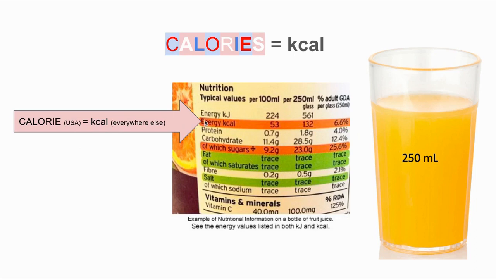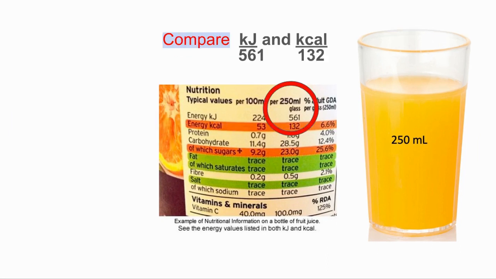So here we have energy in kilojoules. This is not an American label. We have energy in kcals. Again, not an American label, but this is what our calorie is equivalent to. So 100 milliliters of this fruit juice would give us 53 calories, or 250 milliliters of the fruit juice would give us 132 calories. Okay, let's just take a quick look at this international label before we move on.